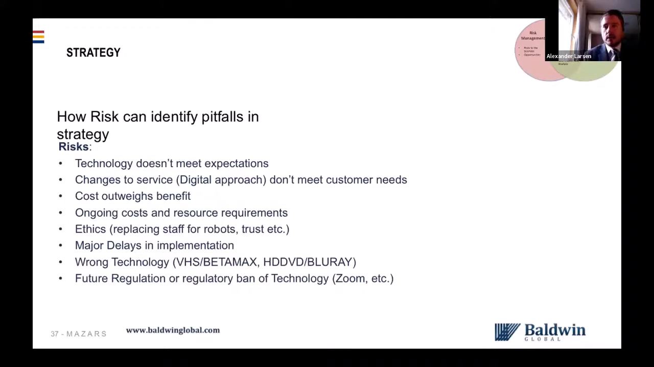So how do we manage that risk? We might still want to go that way, but we need to maybe communicate better with our staff, to our customers, as to why we're doing this.